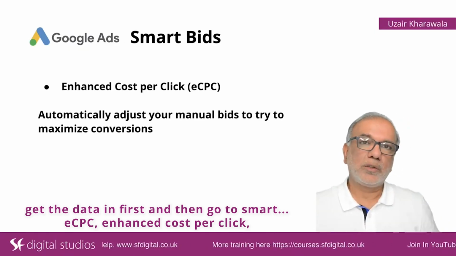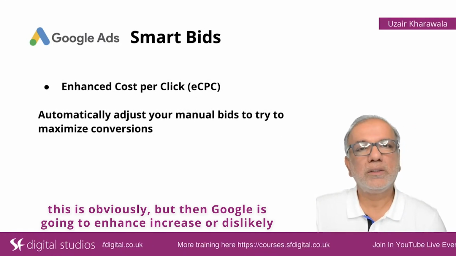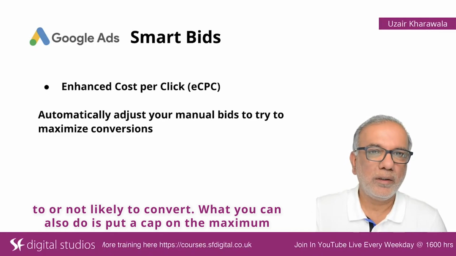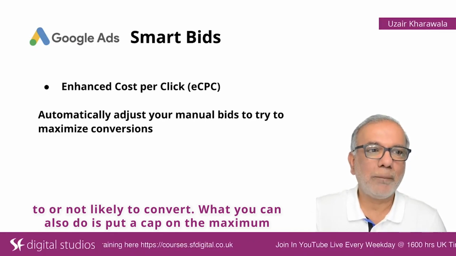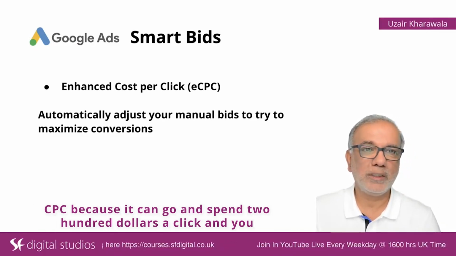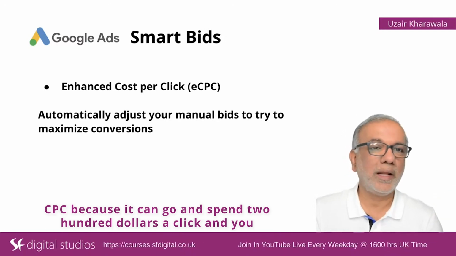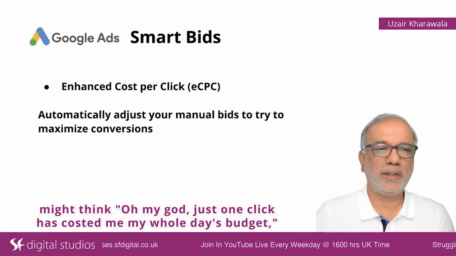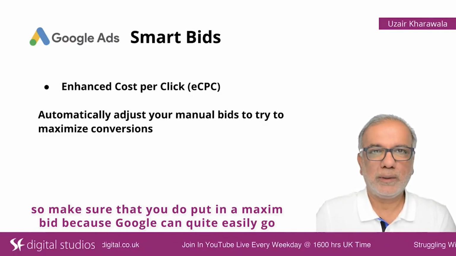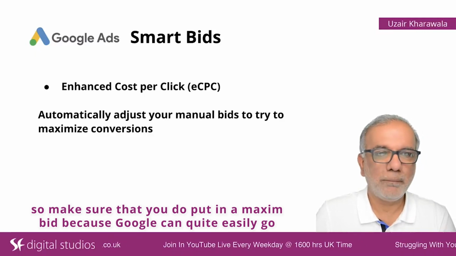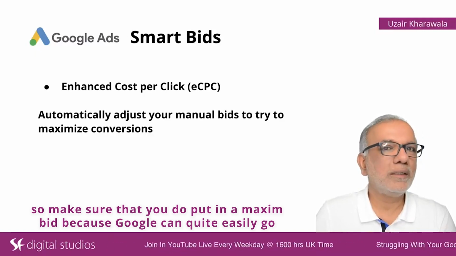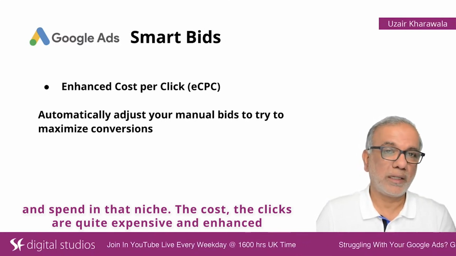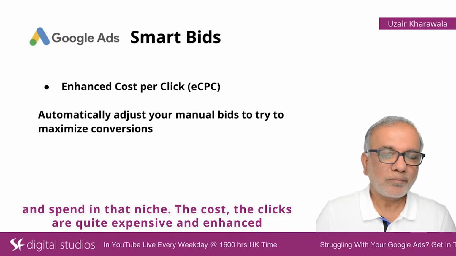eCPC, enhanced cost per click. This is where Google is going to increase your bids when a click is likely to convert, or lower them when it is not likely to. But what you can also do is put a cap on the maximum CPC, because it can go and spend $200 a click. And you might think, oh my God, just one click has cost me my whole day's budget. So make sure that you do put in a maximum bid, because Google can quite easily go and spend that if in that niche the clicks are quite expensive.